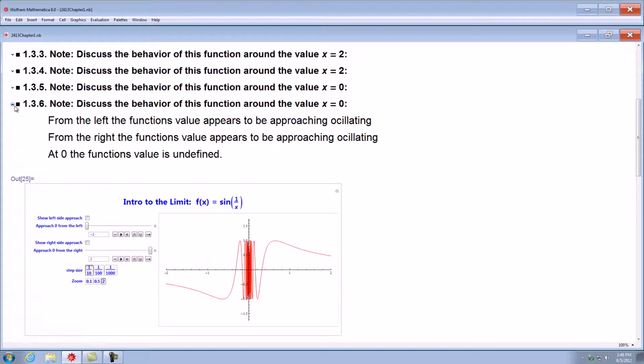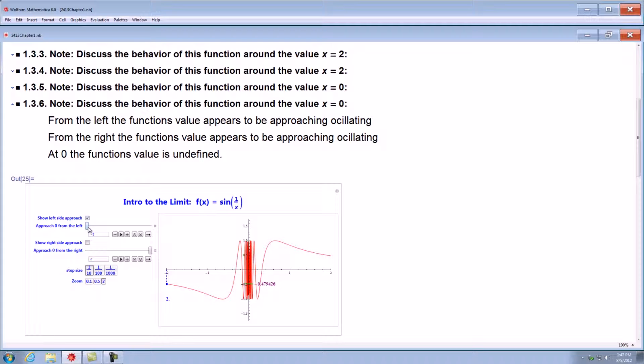Alright, how about this one at 0? Whoa, this is some crazy stuff happening here. So sine of 1 over x. Let's talk about what's happening at 0 first. At 0, the function is undefined because you have 1 divided by 0, which is undefined. So the whole function is undefined at 0. But as we get closer to 0, some craziness is happening.